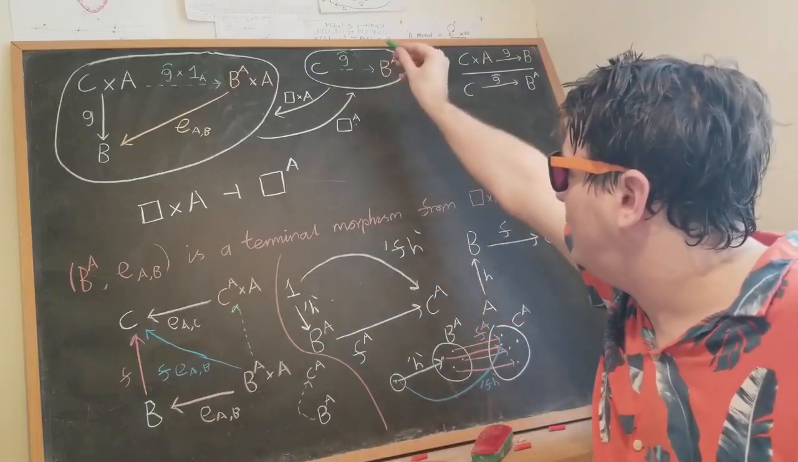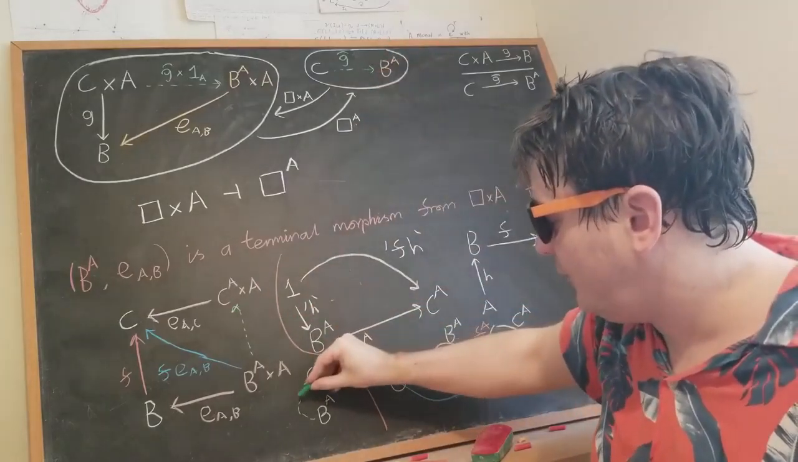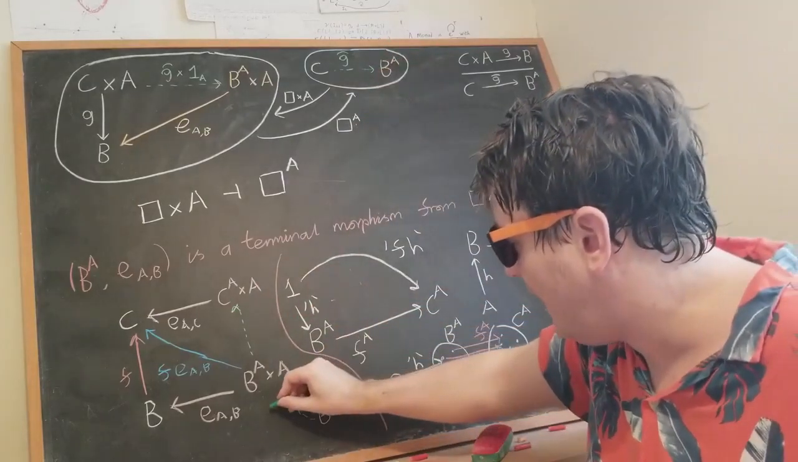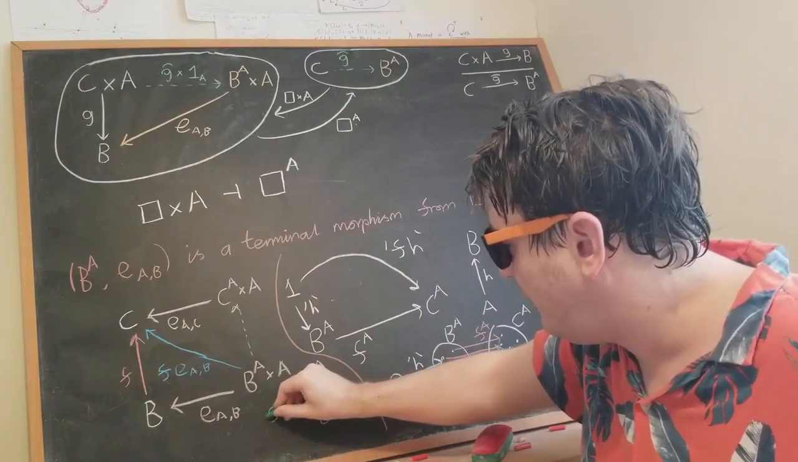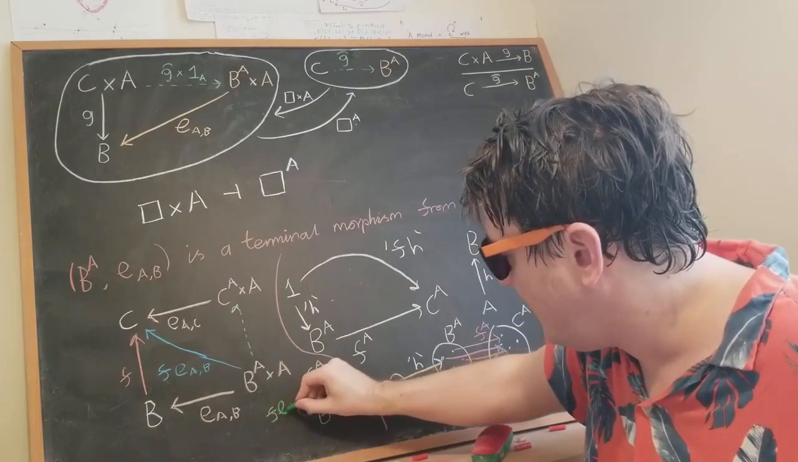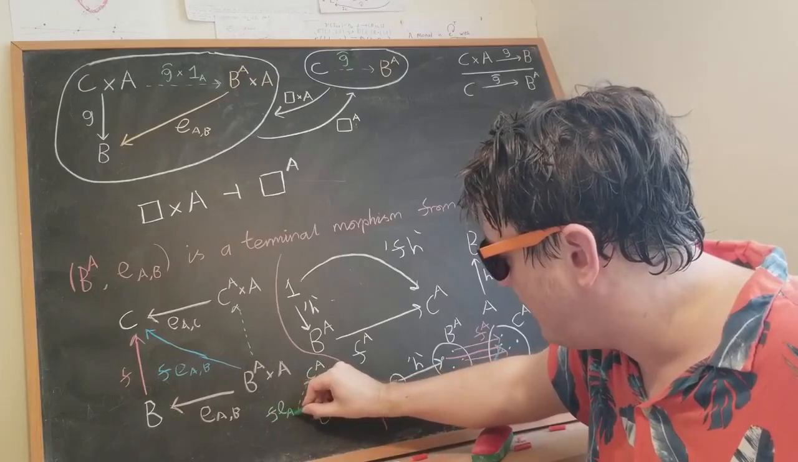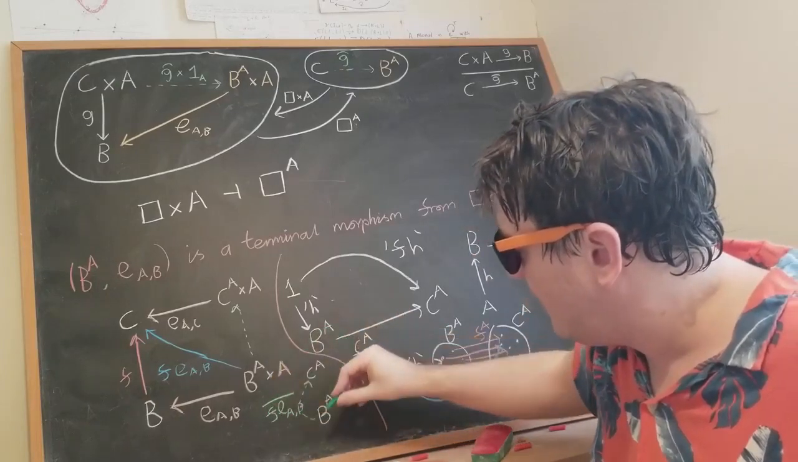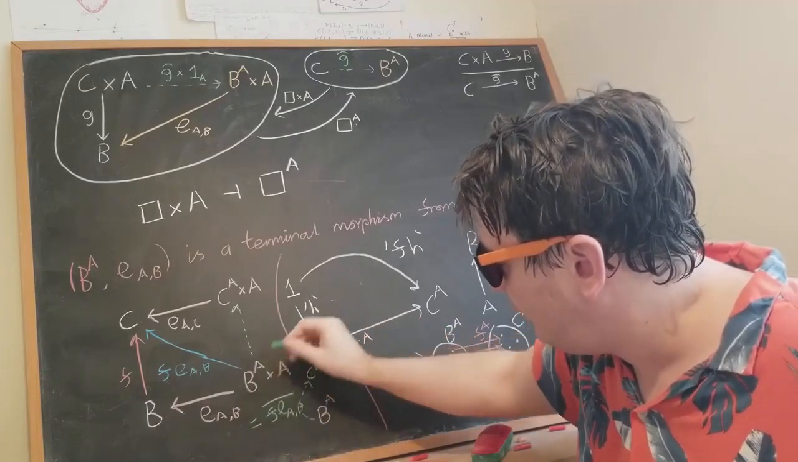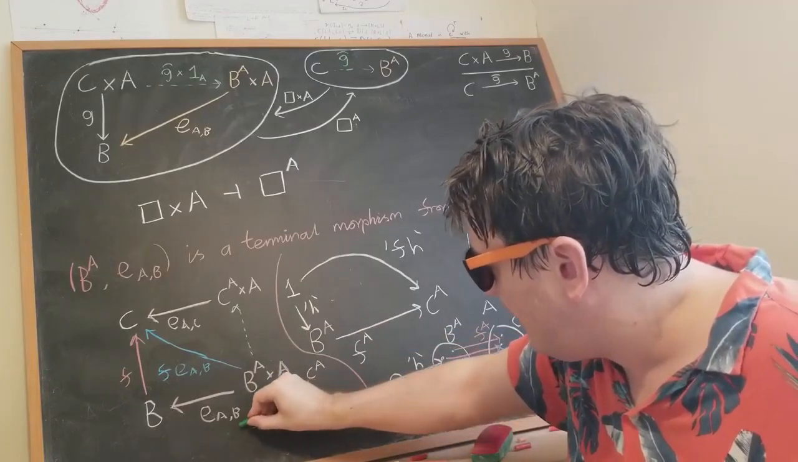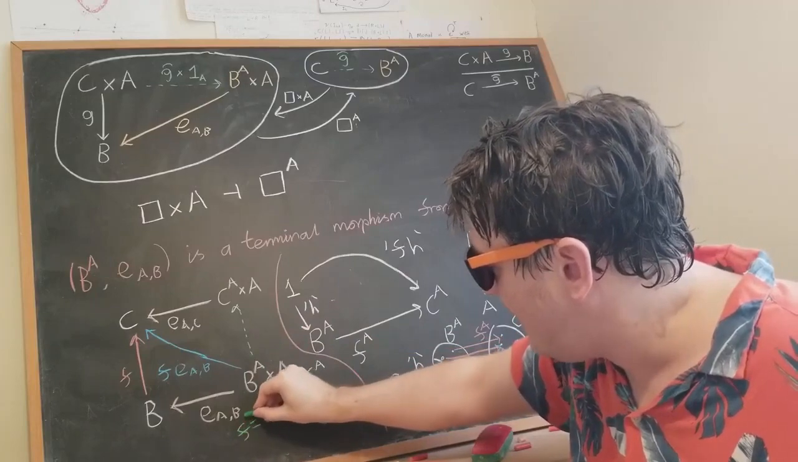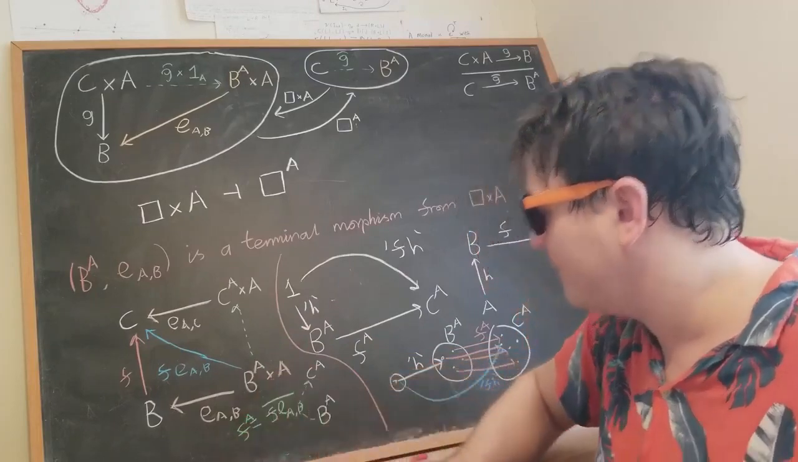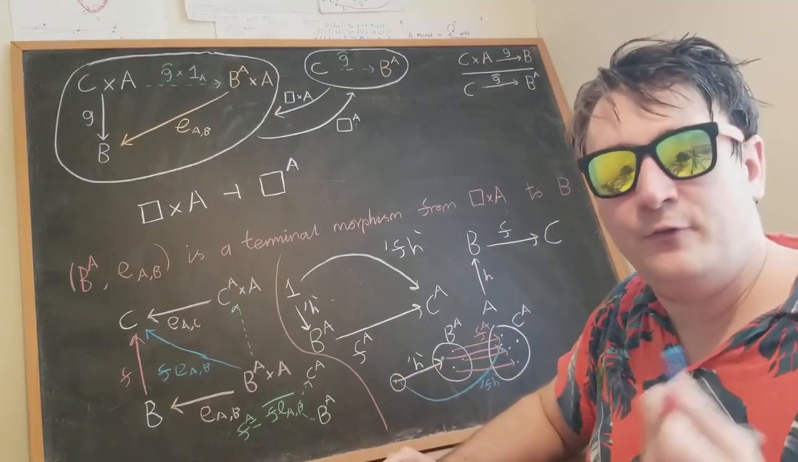And just like we call this one a transpose, this is also called a transpose. So this adjunct, this is F, E, A, B, transpose. And we're going to also call this F to the power of A. And this is just what we want.